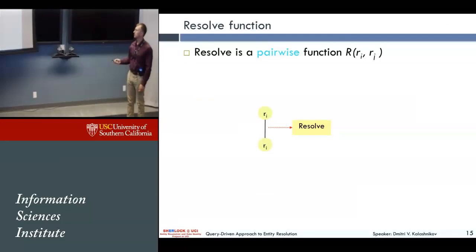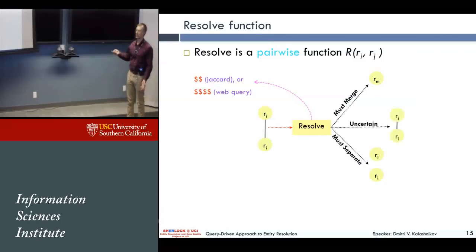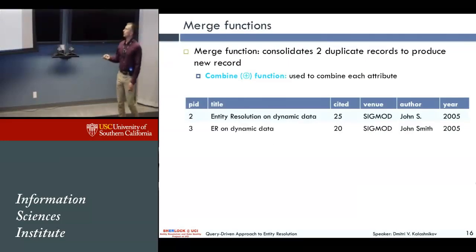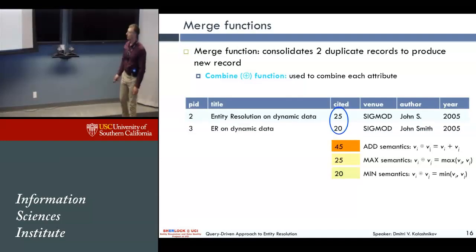So what is a resolve function? It's a pairwise function applied to, let's say, two tuples, Ri and Rj, and it outputs decisions like must merge, must separate, or uncertain, which basically says, I don't know. If your resolve function says these two records are the same, you can apply the merge function. The merge function will try to come up with a merged representation of the two tuples by applying a combine function to each attribute. There could be different merge functions, and they're domain dependent.